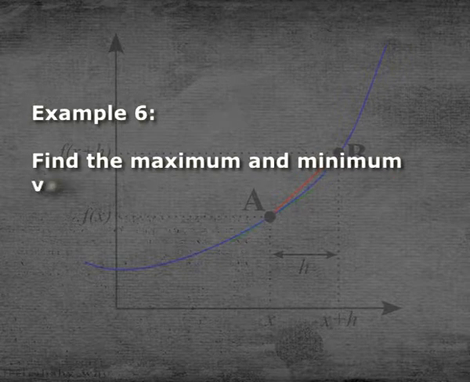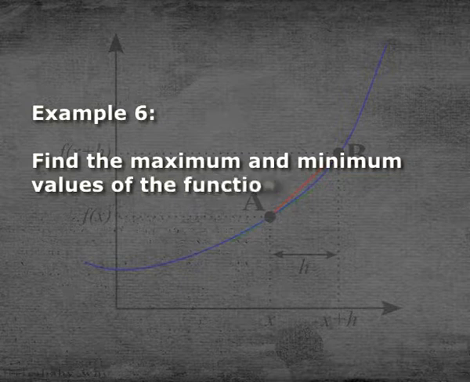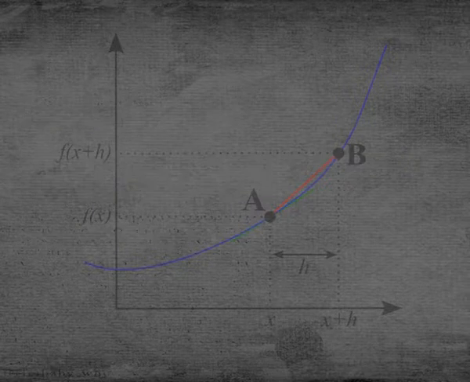Now come to example number 6. Find the maximum and minimum values of the function f(x) which is equal to x cubed minus 27x. Now let's see the solution.